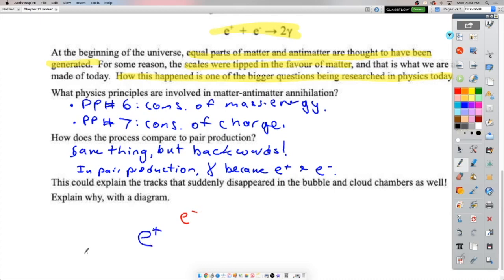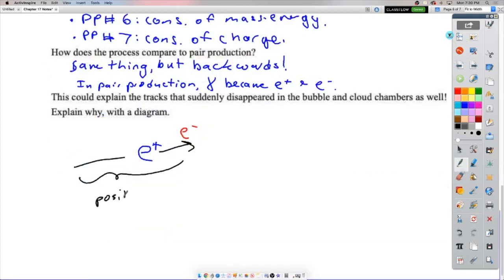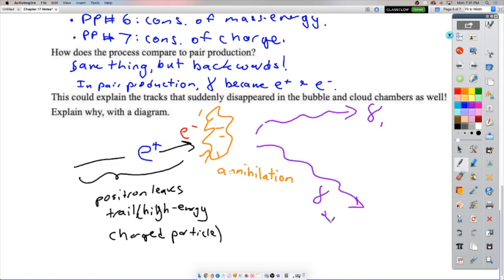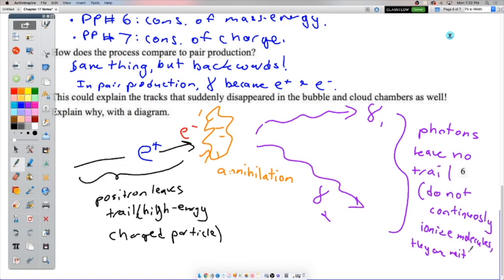You have a positron come in, and it's going to leave a trail because it's a charged high energy particle. And then it makes contact with an electron, its antiparticle. And so what happens? Annihilation, right? And what leaves? Two gamma photons. And so mass energy has been conserved, charge has been conserved, but what's going to happen to the trail? Suddenly there's no trail, right? Gamma photons do not have a charge. They're high energy for sure, but they don't have a charge. So they're not going to continuously ionize gas as they go, leading to a trail of cloud or a trail of bubbles. So the mysterious disappearing tracks made sense now.